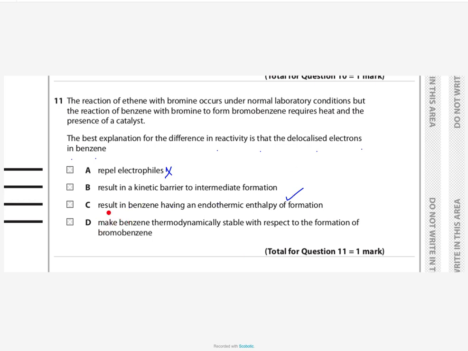Let's analyze the others. Results in benzene having an endothermic enthalpy of formation? No. It's not the best explanation anyway. Make benzene thermodynamically stable with respect to the formation of bromine? No, the reaction takes place. But we are talking about the difference in reactivity, how fast or how slow.